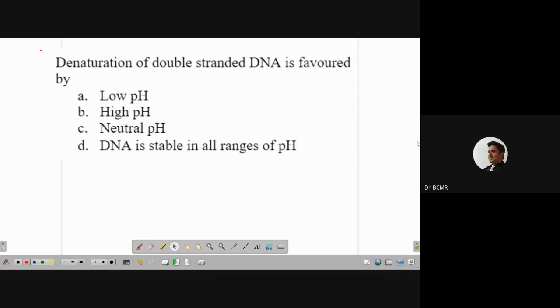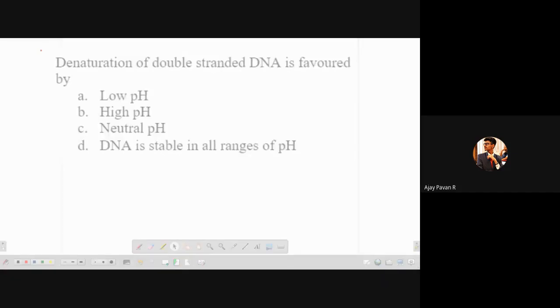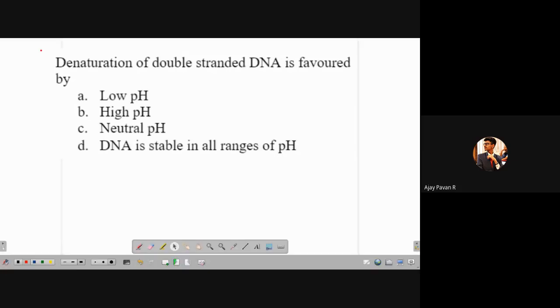Denaturation of double-stranded DNA is favored by low pH, high pH. If I haven't discussed this, this is a good time to know about it. Anybody? High pH. Why is that? Because the DNA is more stable in a lesser pH. Why is it stable in less pH? Because of the acidity. It's a negative molecule. Yes. Usually negative molecules are more stable in a lesser pH because they tend to exchange the protons.